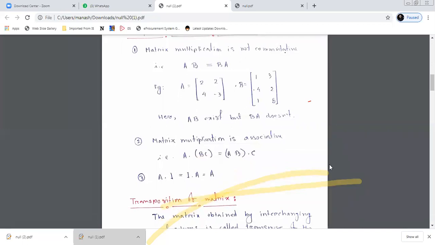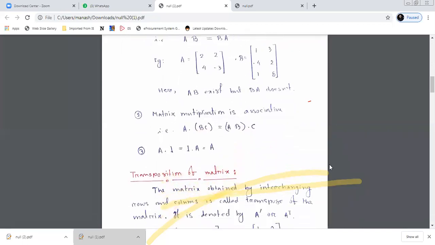Now matrix multiplication is associative. That means (AB)C equals A(BC). Clear?